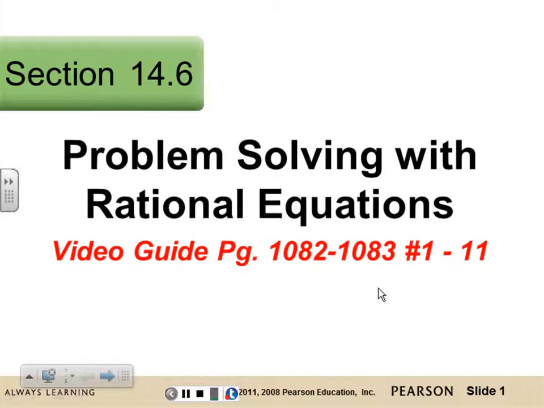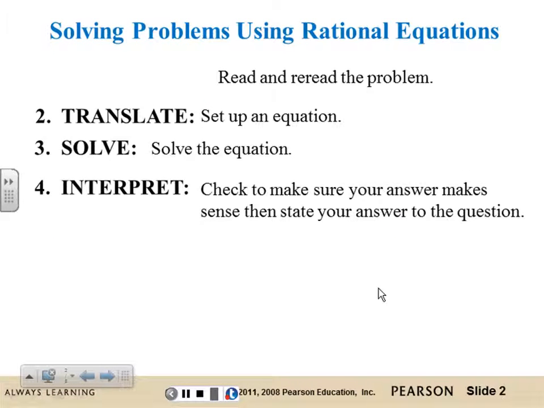Problem solving with rational equations. Solving problems using rational equations, a couple of steps.